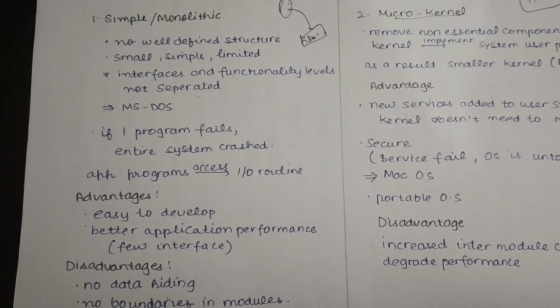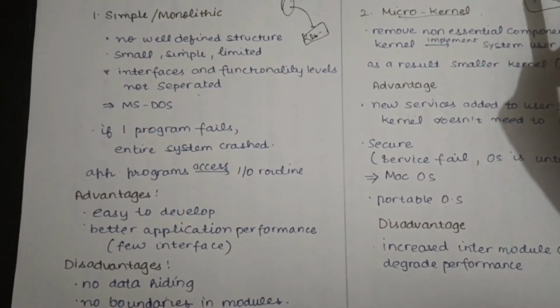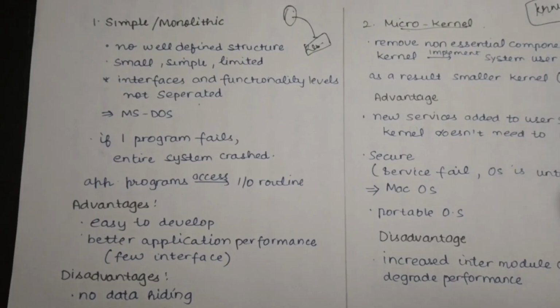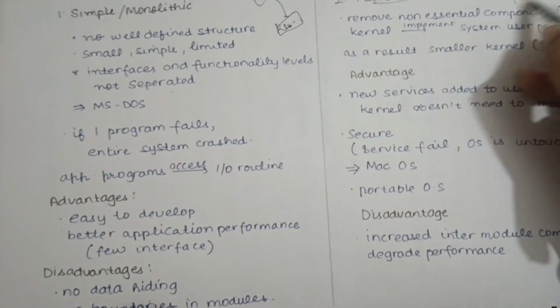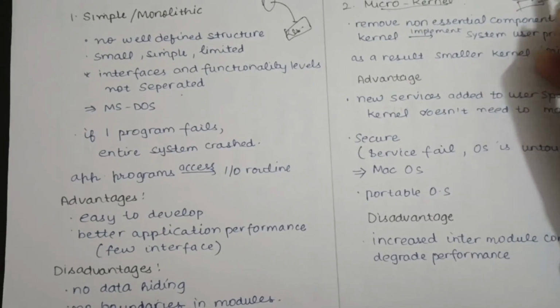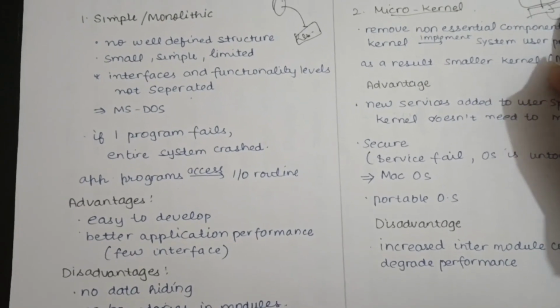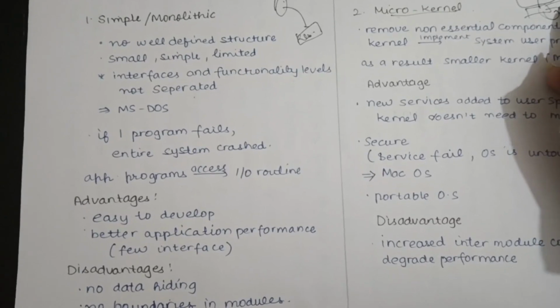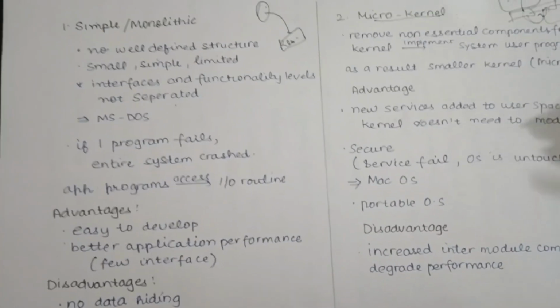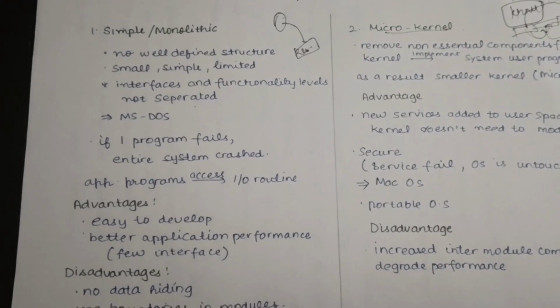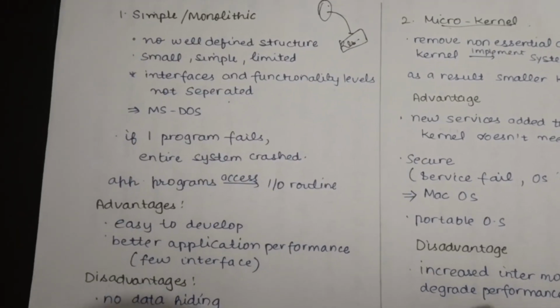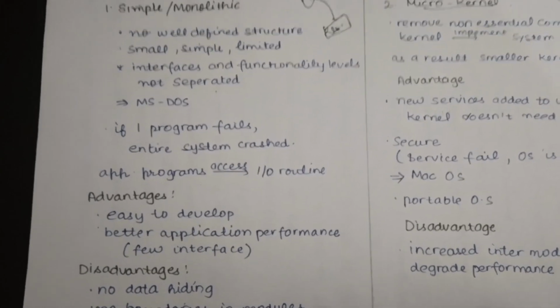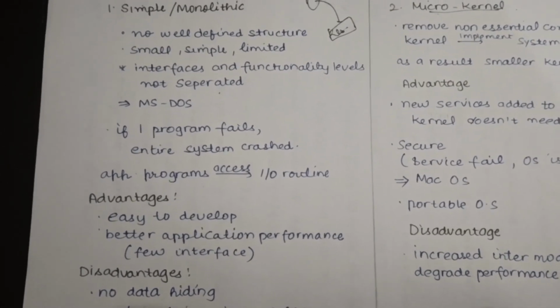But the disadvantage is that now we are adding everything to the user space, so the module communication is increased. Because we have so many modules, if one has to communicate with another, it has to involve the kernel first, and then the kernel will switch to that mode. This inter-modular communication increases the overhead and decreases the performance. So this is not an ideal structure of an operating system.